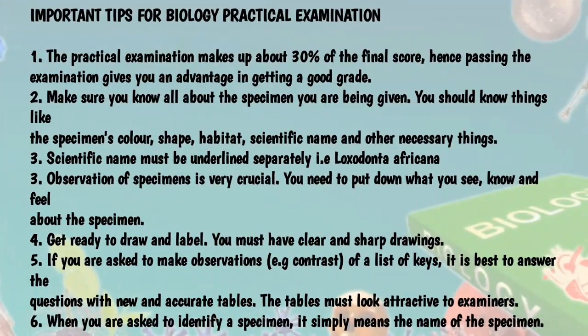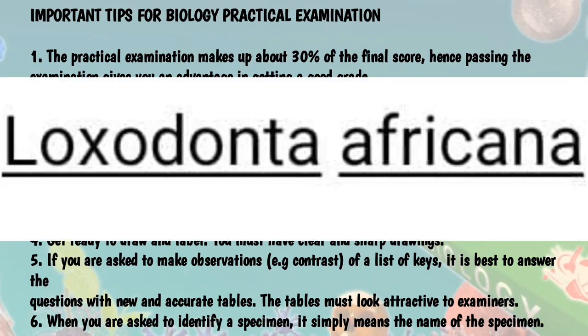Tip number 3 is that scientific name, when written, must be underlined separately. So when you are writing the scientific name, you should write the genus name in capital letter and then the specific name in small letter. For example, the scientific name for the African elephant is Loxodonta africana. Loxodonta starts with a capital letter and africana starts with a small letter, and then you must underline these names separately.